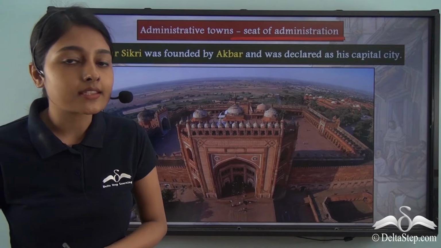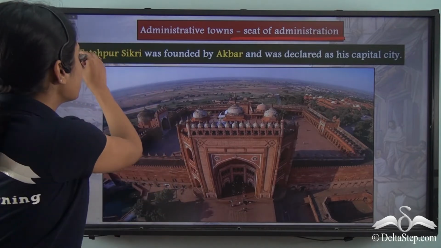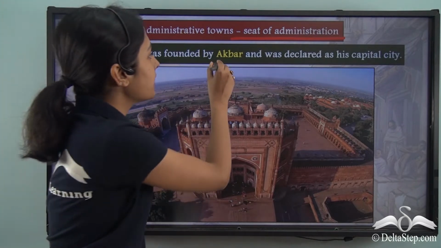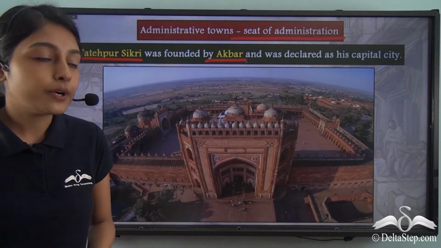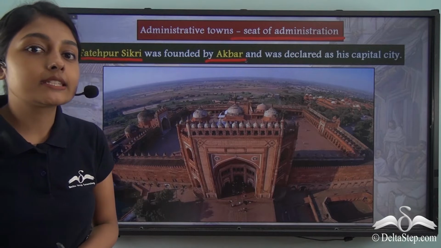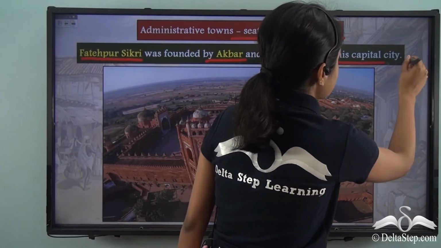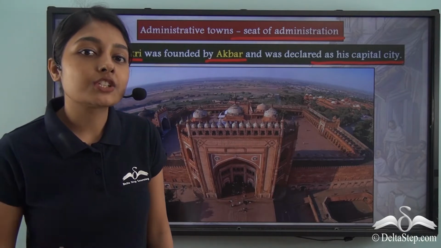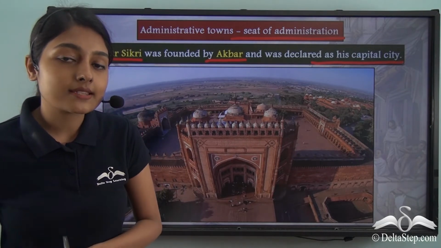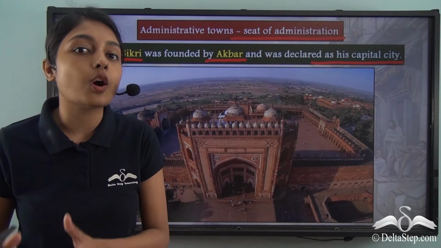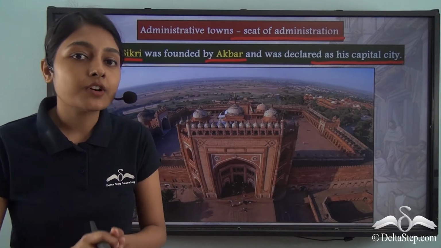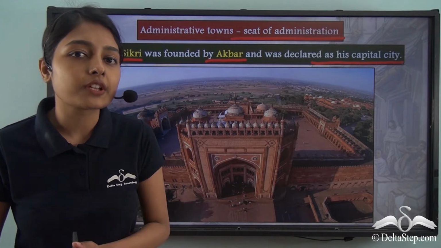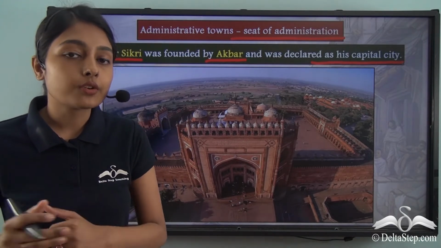Now, one such instance of a capital city was Fatehpur Sikri. Fatehpur Sikri was founded by the Mughal Emperor Akbar, and after Akbar founded Fatehpur Sikri, he declared it as his capital city. So now you can understand that administrative cities were essentially capital cities. These were the places where the emperor or the sultan or the king sat and governed their own kingdom and empire. These places were strategically and geographically very important to the rulers.